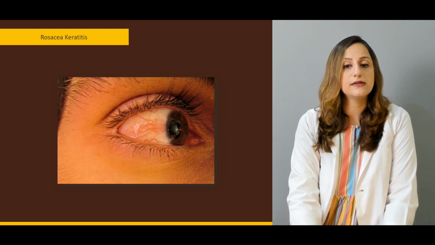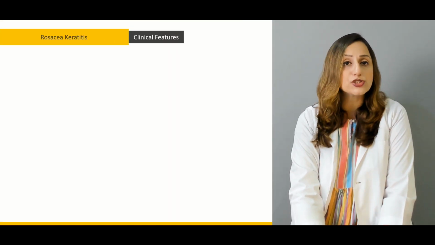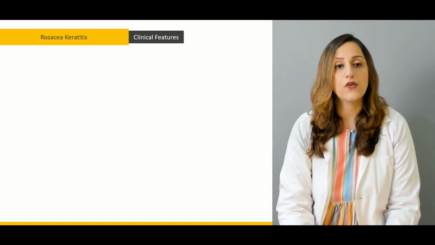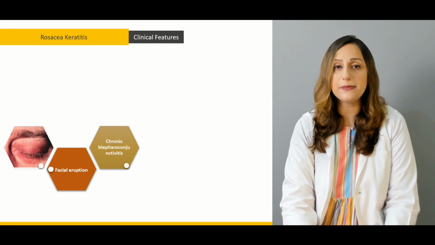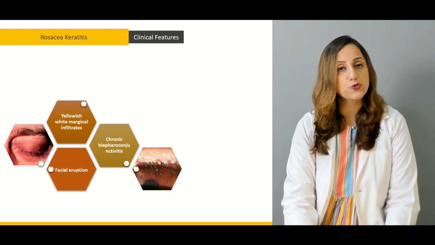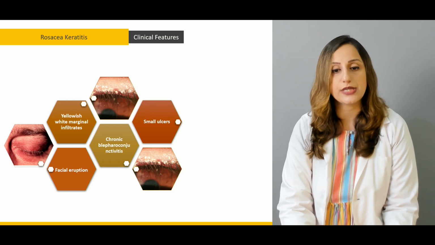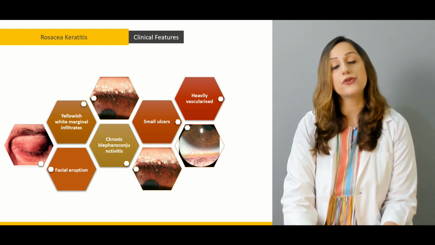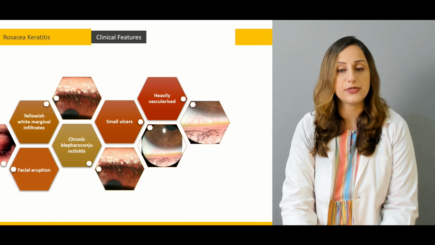We have the rosacea keratitis. Usually the patients would be giving you the history of acne rosacea. There would be a malar and a nasal rash, and that is the characteristic feature of these patients who are suffering from rosacea keratitis. Facial eruptions, extreme acne is observed in these patients. Chronic blepharoconjunctivitis, the yellowish white marginal infiltrates, small punctate ulcerations are noted down, and we have the heavily vascularized corneal margins. So these would be the features that are associated with rosacea keratitis in these patients.